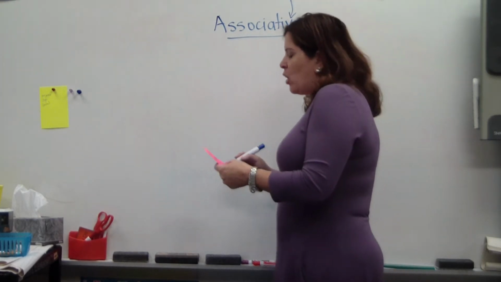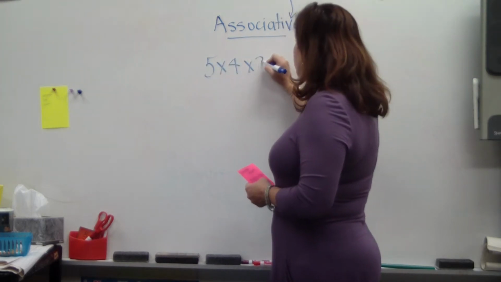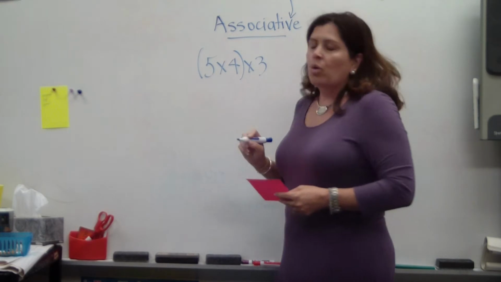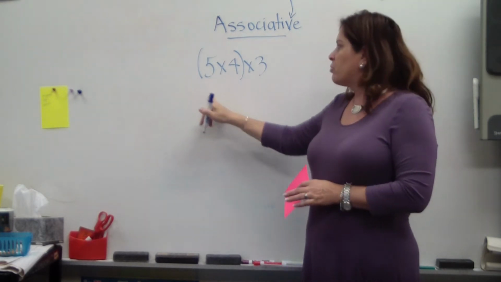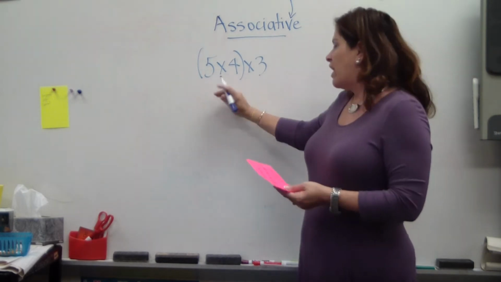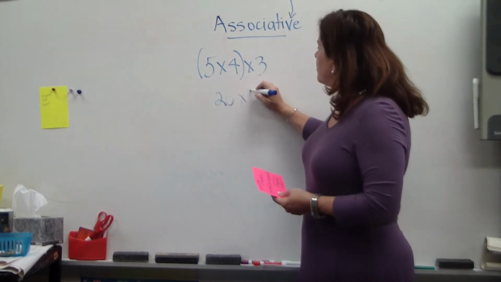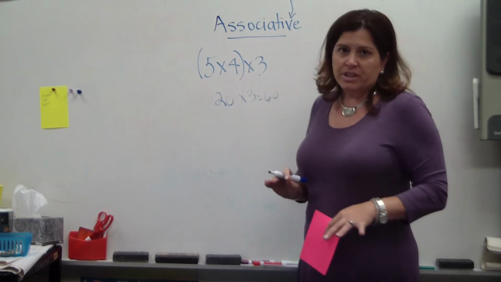So let's say we have 5 times 4 times 3. We've grouped them with our parentheses. Remember, the parentheses are what cause the groupings to happen. And to solve this, we would say 5 times 4 is 20. 20 times 3 would be 60. So we know the answer is 60.